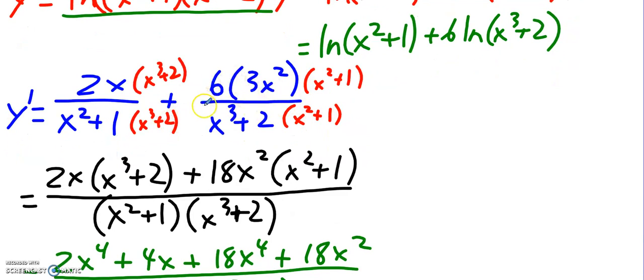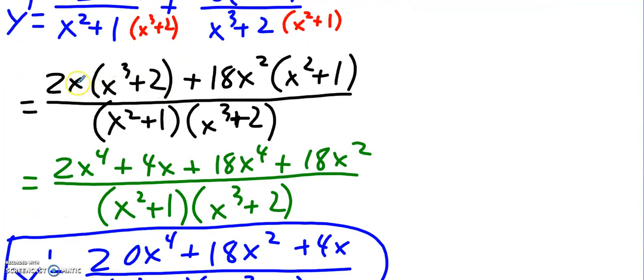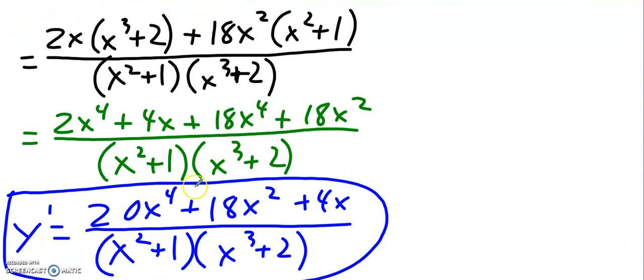Now I got a common denominator so that I can actually see that I'm going to get the same answer as before. So if I multiply this one by x squared plus 1 on the top and the bottom, this one by x cubed plus 2, distribute, combine like terms, and I get my 20x to the fourth plus 18x squared plus 4x over the quantity x squared plus 1 times x cubed plus 2.